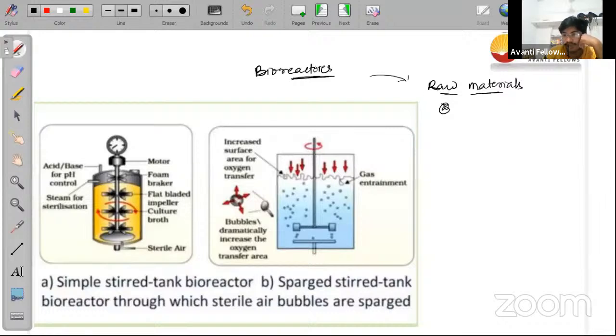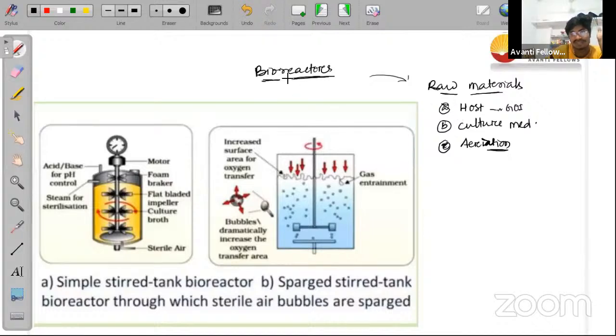Raw materials are the host containing the gene of interest. Second thing, the culture medium. In the medium we have to provide some nutrition, where the host can survive. Along with that, aeration must be happening. एयर प्रोवाइड करेंगे, एरिएशन होना चाहिए, ठीक है. These three things must be provided in the bioreactor.